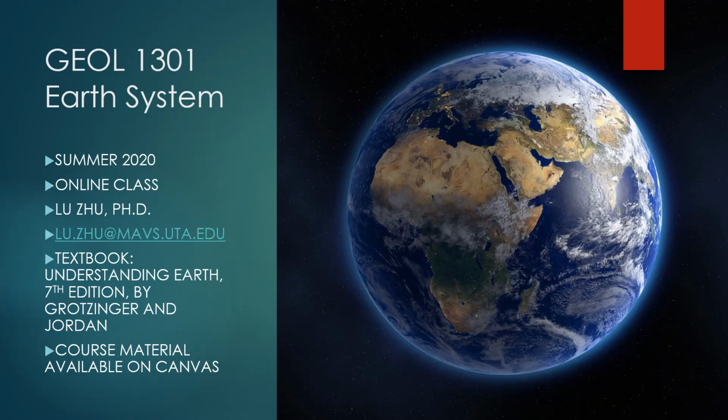The Earth is a complex, interactive system. In this class, we will learn about the Earth system from the interior of the Earth, the core, the mantle, to the interactive surface: the plate tectonic active lithosphere, biosphere, hydrosphere, and the atmosphere.